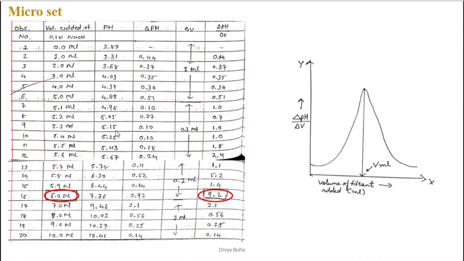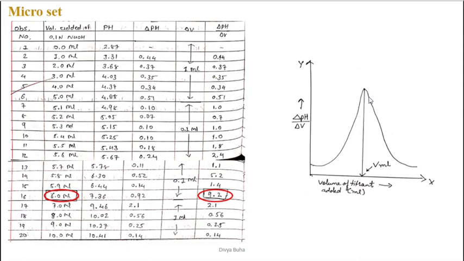Okay, and with the help of these pH values, you can easily determine delta pH, and delta V is the difference in the volume of the NaOH which is being added. Okay, and delta pH upon delta V is this value upon this value. So once you have done so, after that you need to draw a graph of delta pH upon delta V versus the volume of the NaOH which is being added.